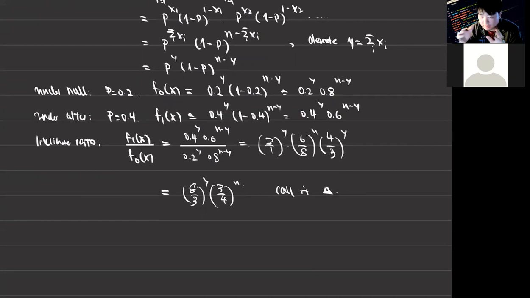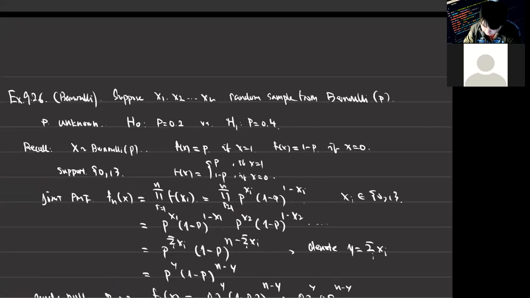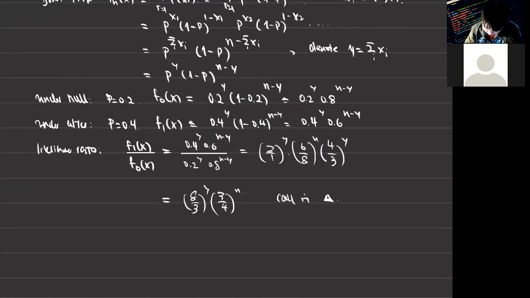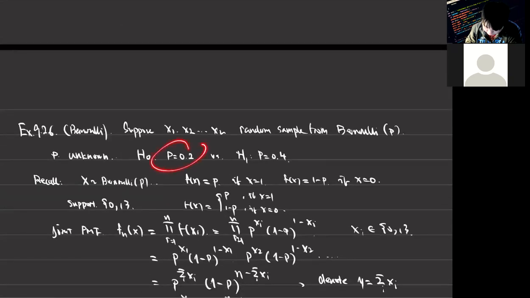You can intuitively think, if this ratio is large, then the probability from the alternative hypothesis is much greater than from the null. So in that case, you can guess that maybe the alternative is true. The reverse is the same. If this is a small number, then either this is small or this is large. Either way, you can conclude that the probability is probably 20%. So that's the idea here.